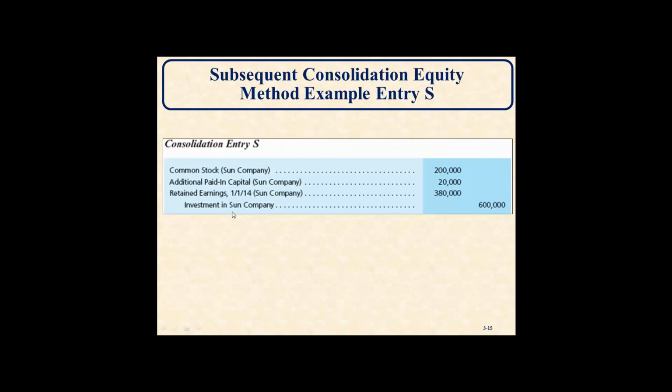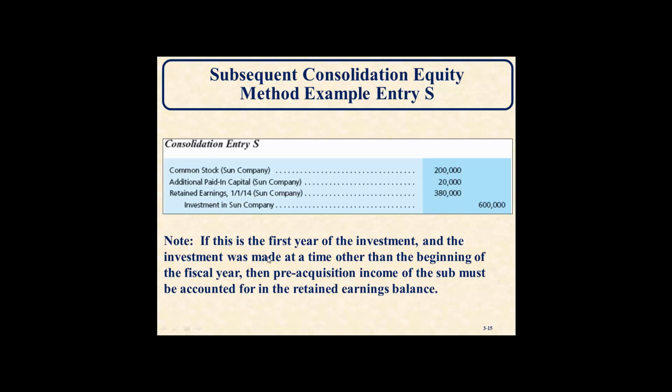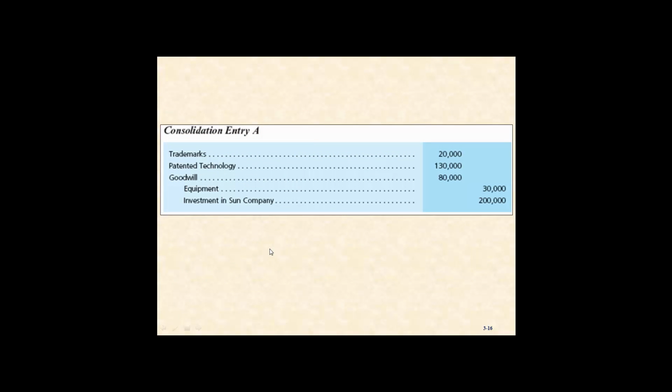Okay, so here's what S would look like. If you went back to the very first slide at the example, we are getting rid of the book value of the company here: common stock, additional paid-in capital, and retained earnings as of 1/1. And this is the book value of the company. So consolidation S does that. If this is the first year of the investment and the investment was made at a time other than the beginning of the fiscal year, then some pre-acquisition income of the subsidiary was already accounted for. But we bought it on 1/1 to make that easier.